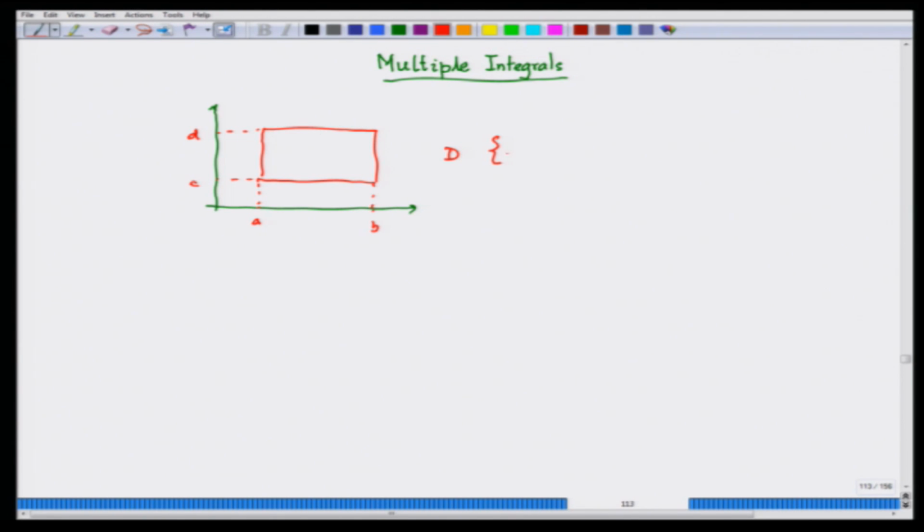D, this one, consists of all (x, y) where x lies between B and A and y lies between C and D. So, this is my domain and I want to ask the question, what is the meaning of this integral? If I write a symbol like this, where f(x, y) is a function of x and y, so z equals f(x, y), and dA is the elemental area, which you can write as dx dy also, dx into dy. You have an elemental area taken out of the given domain D.